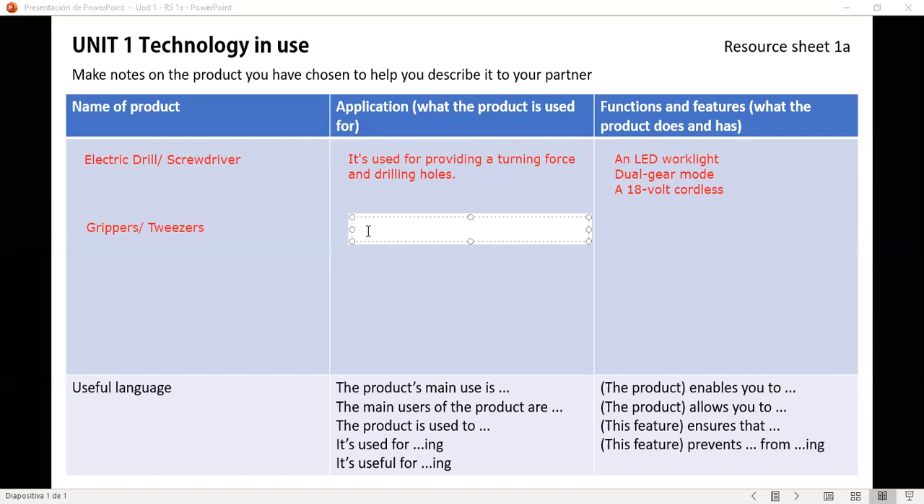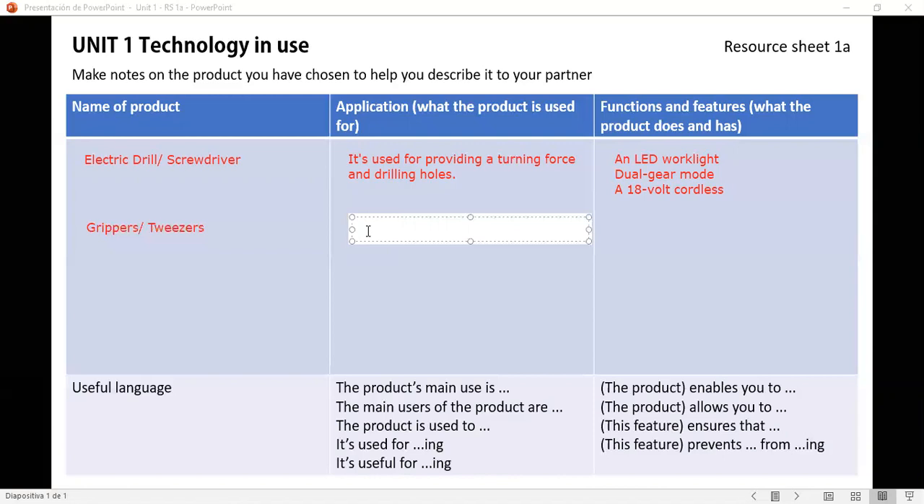Yes, pliers. I think it's P... I don't know if this term is right. I don't remember if this word is spelled like this. I think it is that. I don't know if grippers is the same. Grippers and tweezers are synonyms, yes.